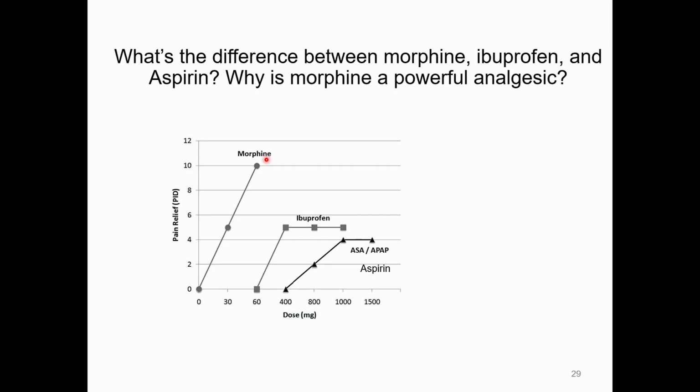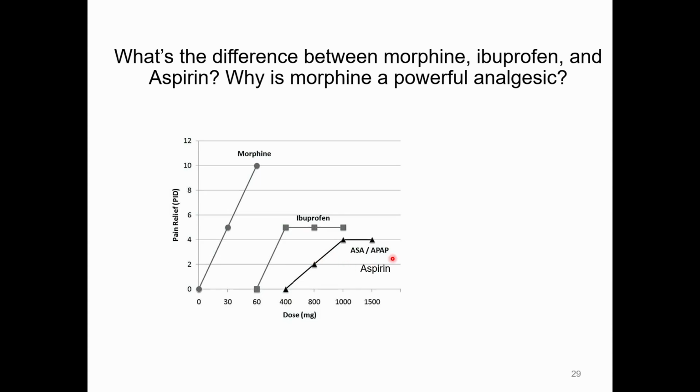And we're looking at morphine, ibuprofen, and APAP, which is actually acetaminophen or aspirin. Higher numbers mean more efficacy, right? So from this simple data, you can talk about the relative potencies and the relative efficacies in the comparison of these three different pain relief drugs, okay?